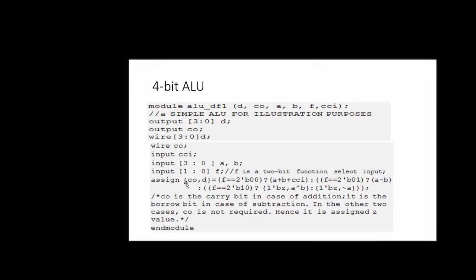We are going to use the curly braces, indicating that a concatenation operation is performed between C0 and D. C0 is a scalar and D is a vector. So totally the bit length becomes: D is 4-bit and C0 is a single bit. Total length becomes 5, 4 plus 1.